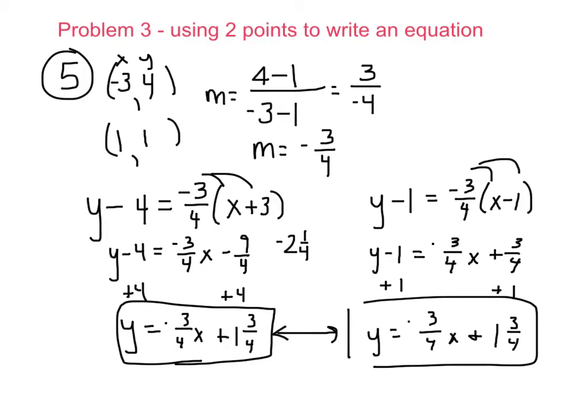So look at your graph. Does your graph go from one point to the other in number 5? Does it go down 3 over 4? It does. And where does it look like it crosses the graph? At a y-intercept of 1 and 3/4. So this also works.